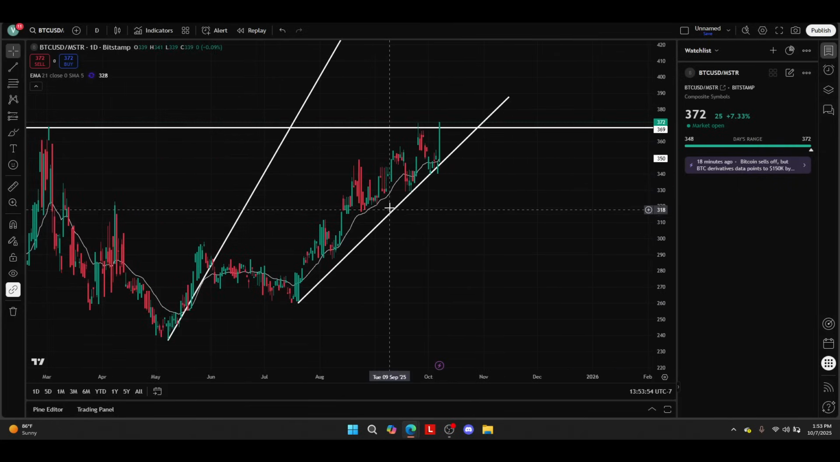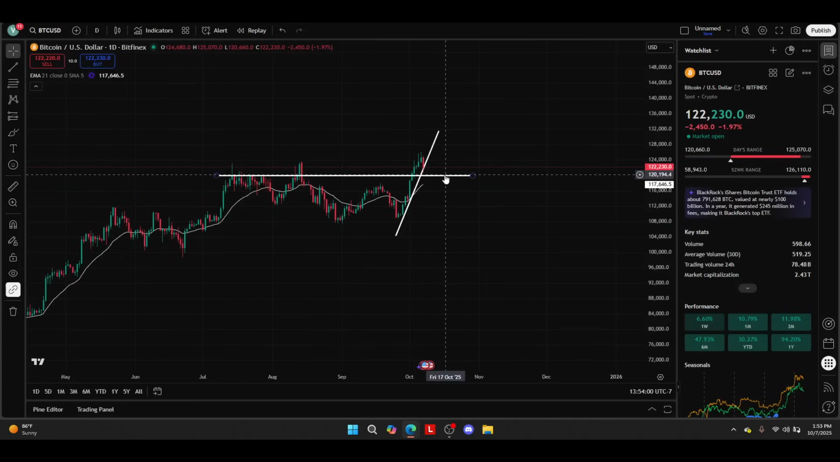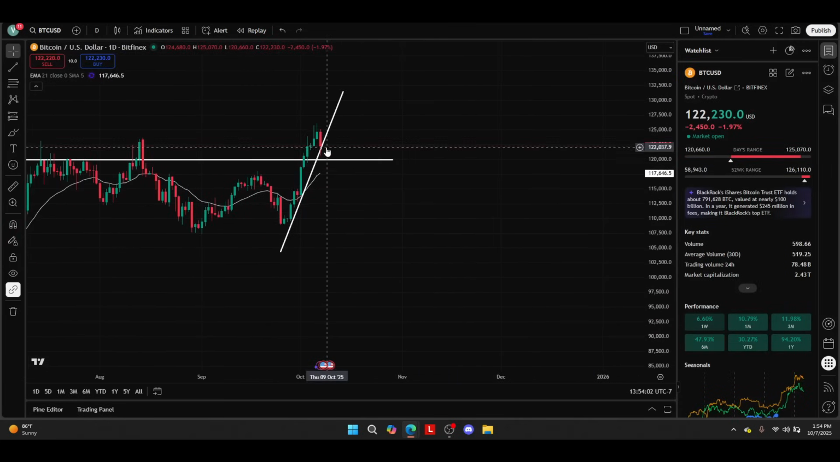As you can see, the chart is still trending up, so it's requiring more MSTR shares to buy one BTC. So Bitcoin basically just had a correction. I don't think this is the top.